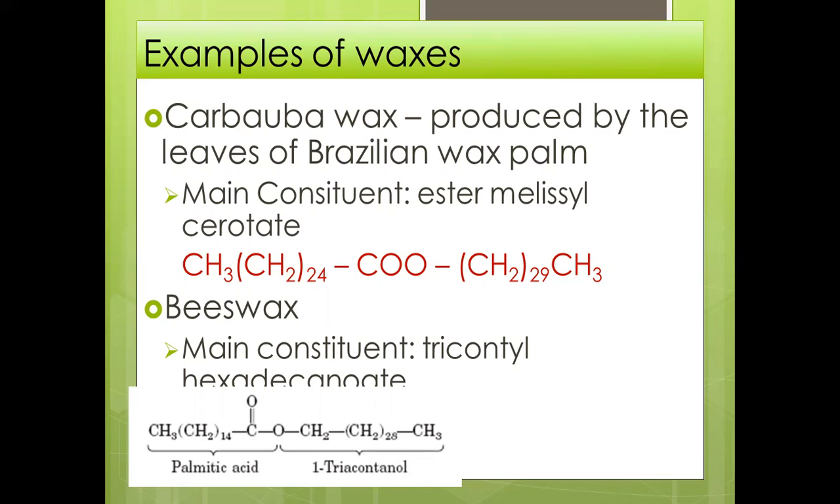And you can see in the components there, it's made up of beeswax.